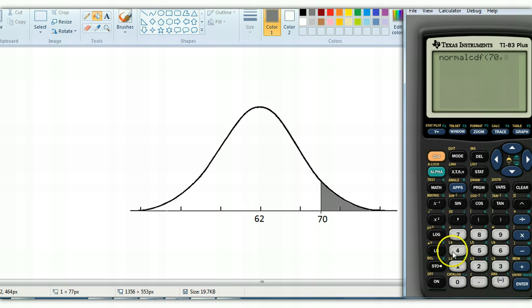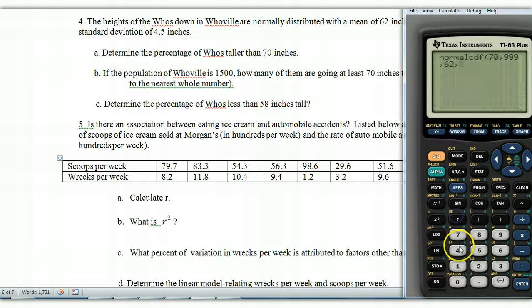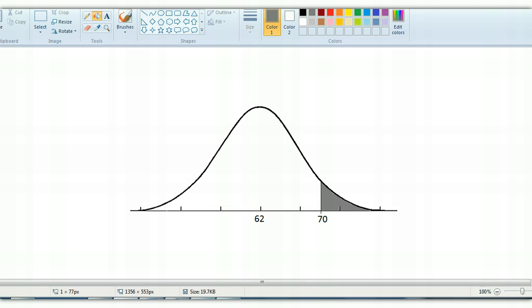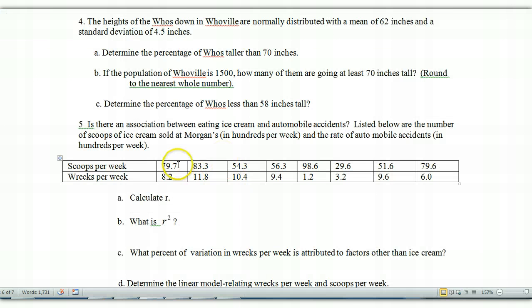Now remember, in this case there is no upper bound, so we put 999, and then the mean, which is 62. Alright, and then the standard deviation, which was 4.5 inches. Alright, and that area from this picture is equal to 0.0377. So our answer to part A, 0.0377, but they want it as a percentage, so we need to change that from a decimal to a percent. So 3.77% are taller than 70 inches.